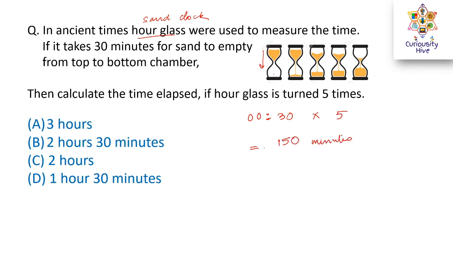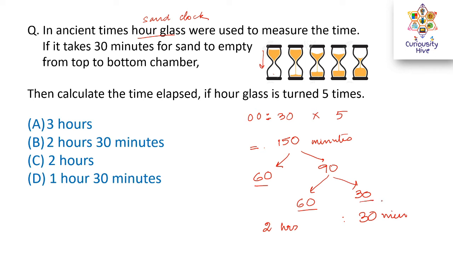Now what we need to do? Yes, same rule. Break it into 60 and the remaining. So 150 minus 60 is 90. Well, we can further break this 90 because this is greater than 60. So this will be 60 and 30. So hence we have 2 times 60, which is 2 hours and 30 minutes. So we need to break it till we get the minutes less than 60. Hence this is our time, which is option B.